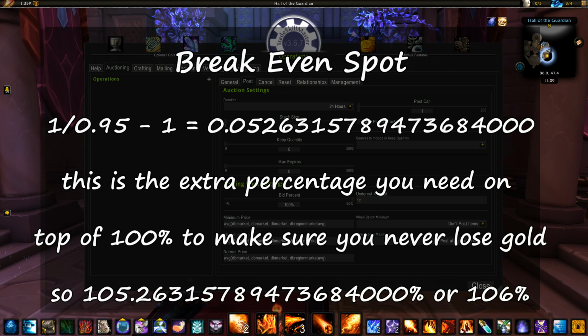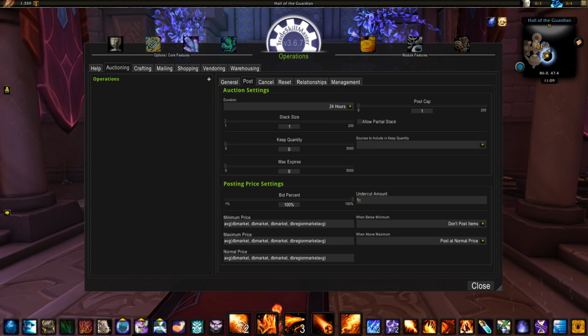So in my profile, I use 106% because it's less confusing for people and absolutely safe, and you won't lose gold. However, if you're more inclined, you can write your custom prices to account for this. Either way is fine. Do it how you want.